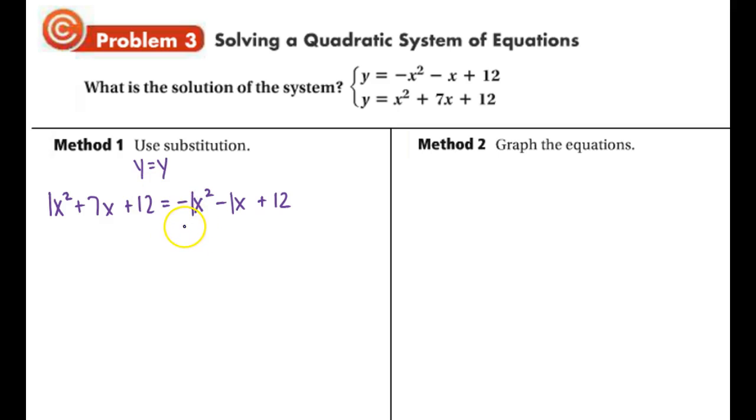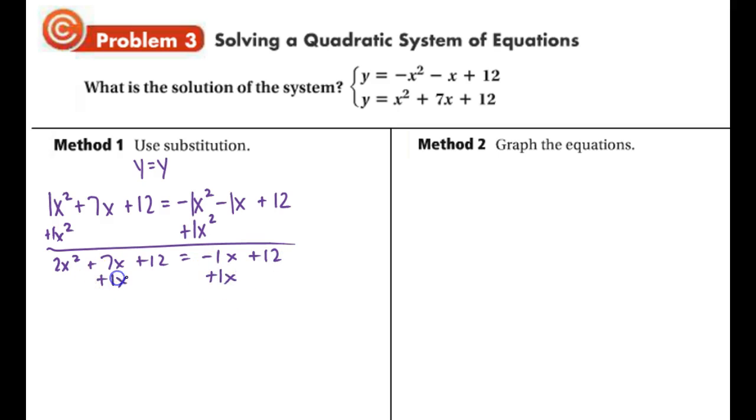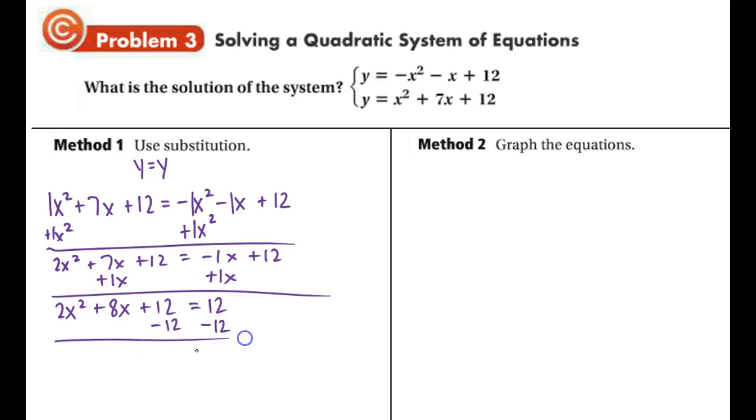So first thing I'm going to do is combine the x squared. So I want to add 1x squared to both sides. So that means I get 2x squared plus 7x plus 12 equals negative 1x plus 12. Now I want to add 1x to both sides. The whole goal is to get 0 on one side. So now we have 2x squared plus 8x plus 12 equals 12. And now we want to subtract 12 from both sides. So we get 2x squared plus 8x equals 0.